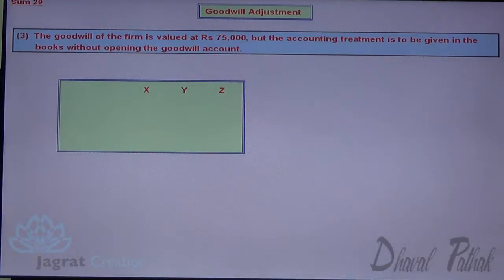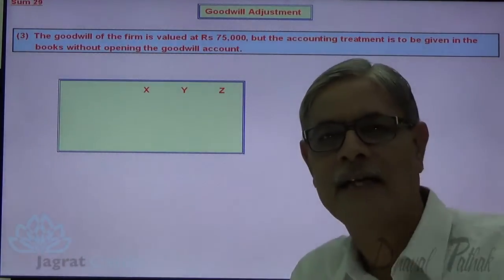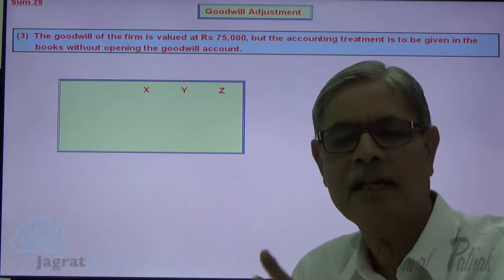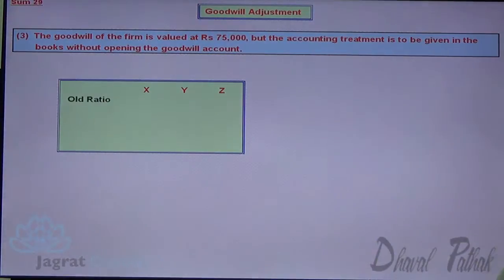The goodwill of the firm is valued at 75,000, but the accounting treatment is to be given in the books without opening goodwill account, so it should be adjusted directly to capital account. For this, let me work out old profit sharing ratio, new ratio and gain ratio.